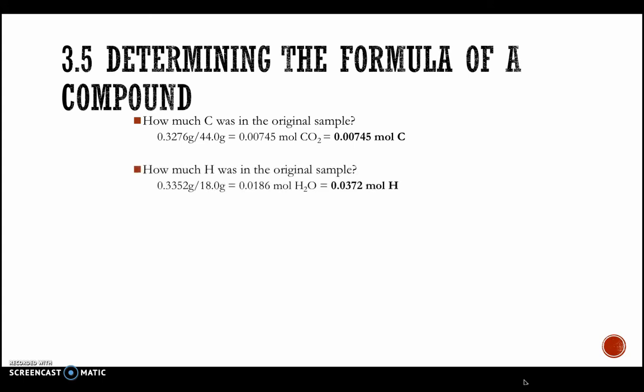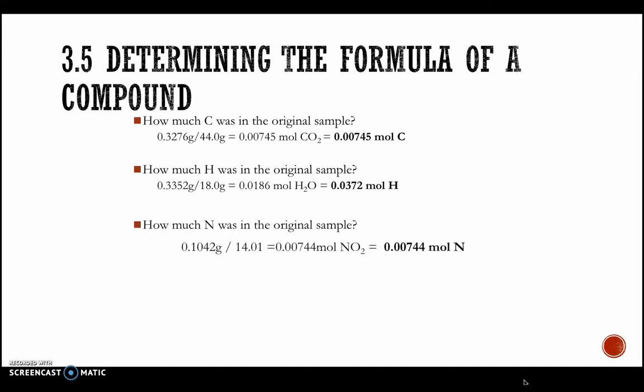Repeating this same calculation for hydrogen, we get 0.0186 moles of H2O. Since there's 2 moles of hydrogen in every 1 mole of water, we have to double this, giving us 0.0372 moles of hydrogen. And finally, repeating for nitrogen, we get 0.00744 moles of NO2, and given our 1-to-1 ratio, we get 0.00744 moles of nitrogen then. Now that we have all of our values in moles, we can look at our ratio, which comes out to be 1 to 5 to 1, giving us an empirical formula of CH5N.